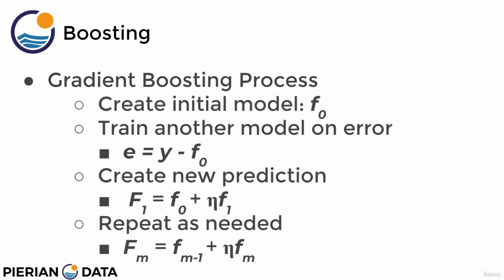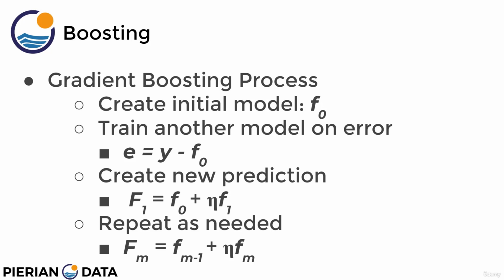So let's talk about the actual gradient boosting process step by step. What you do is you first create that initial model that's predicting directly that y and outputs that y hat. And then we train another model on that error, where we define the error as y minus f of 0, or that y hat prediction. And then what we're going to do is create a new prediction. We're going to say capital F of 1 is equal to lowercase f of 0 plus the learning rate times this new prediction f of 1, where that new prediction is that adjustment on the residual.